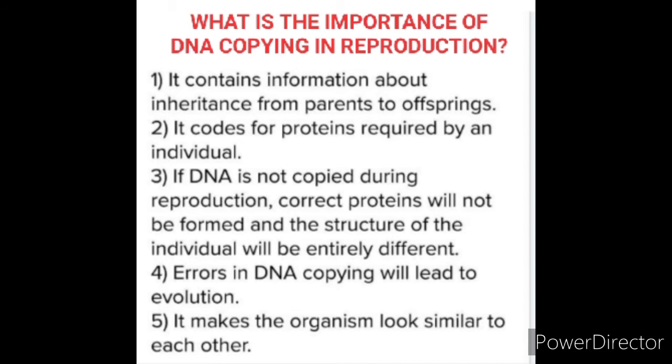Errors or inaccuracies in DNA copying lead to variation, or differences, which is important for the evolution of new species. If the copying is not taking place, then the process of evolution is also not possible. And finally, the stability of the population is also not maintained because of the absence of DNA copying.